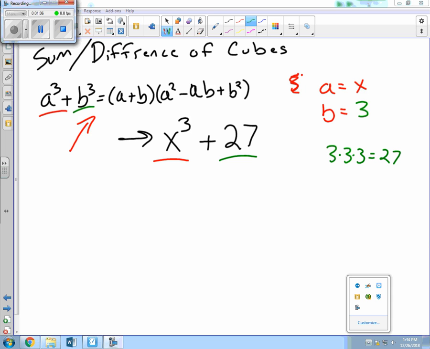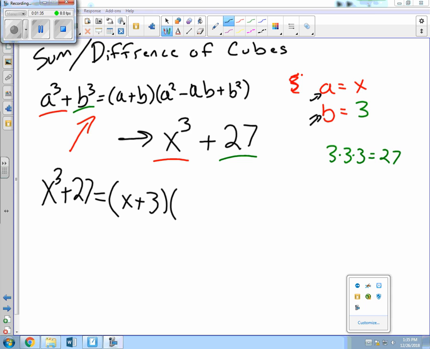After identifying a and b, it's very, very easy. So I'm going to rewrite it like this: x cubed plus 27 equals, and we're just going to follow the equation up there. We already found what a is, and we already found what b is, so it's just plugging it in. x plus, my b is 3.